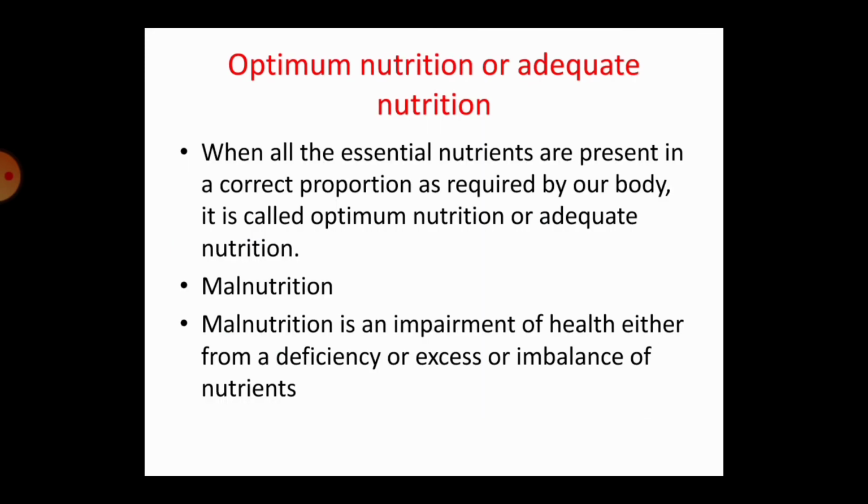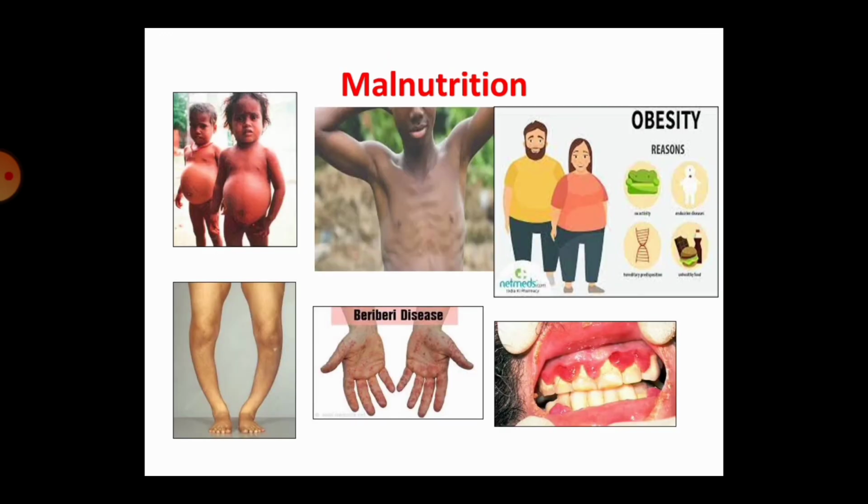So what do you mean by optimum nutrition or adequate nutrition? When all the essential nutrients are present in a correct proportion as required by your body, it is called optimum nutrition or adequate nutrition. Then what is malnutrition? Malnutrition is an impairment of health either from a deficiency or excess or imbalance of nutrients. See, these are some of the pictures of malnutrition. It includes overnutrition and undernutrition. See the picture of obesity, it is overnutrition. So that also comes under malnutrition.